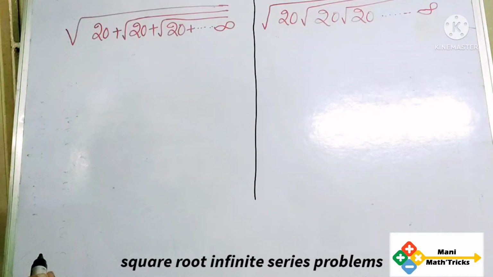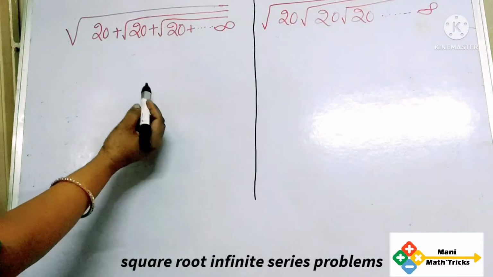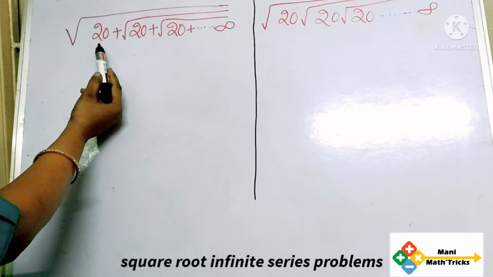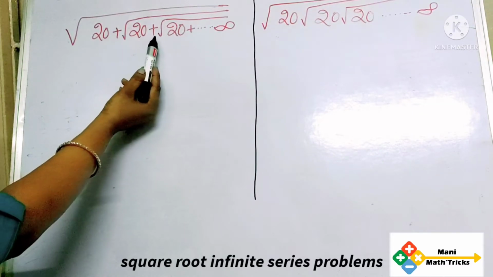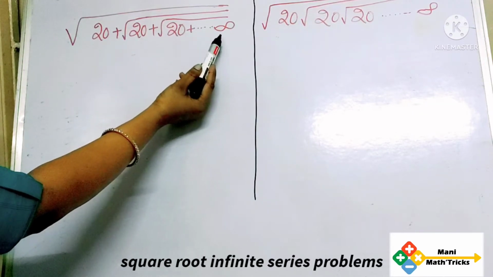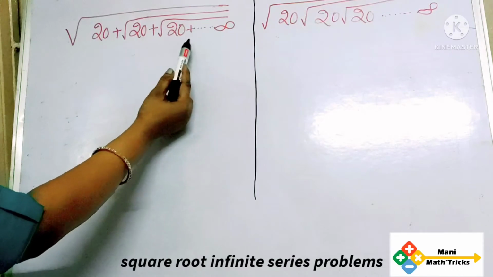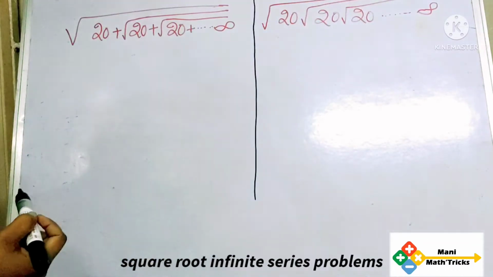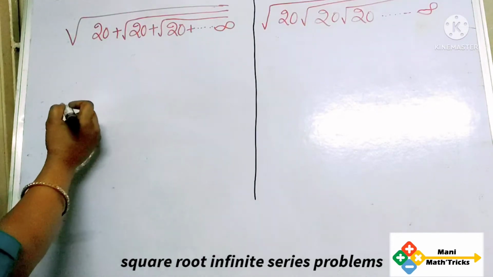Now the problem here, the difference between these two problems: here it is under root 20 plus under root 20 plus under root 20 and so on infinite. Here these are in addition mode. Here they are in multiplication mode. Okay, now let's see this.